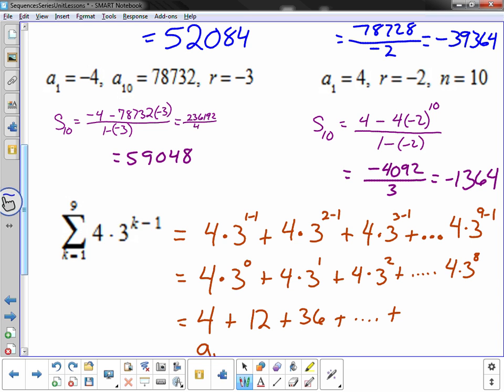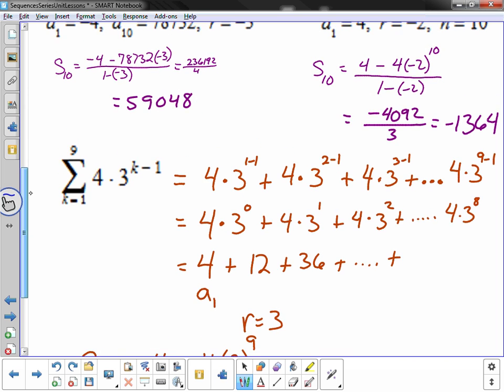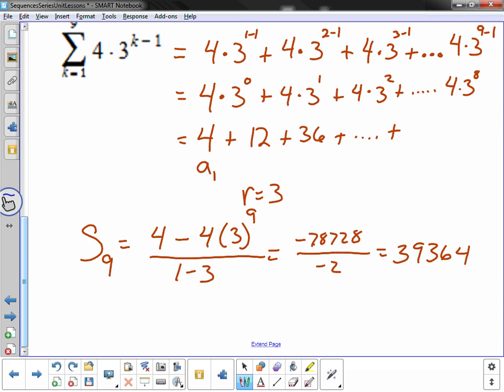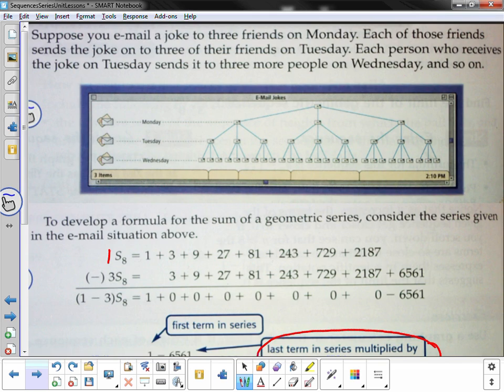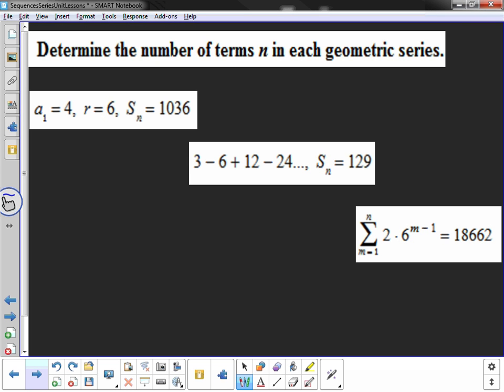So what I knew is that I had the first term and I had the r, so I could go ahead and work it just using the formula first term minus first term times r to the n over 1 minus r. I just used that formula once again because the number on top of the sigma is how many terms you have. Okay, so that's how we find the sums. Now, how do we find the number of terms? Determine the number of terms n in each. So I have a first term, I have an r, and I have a sum.